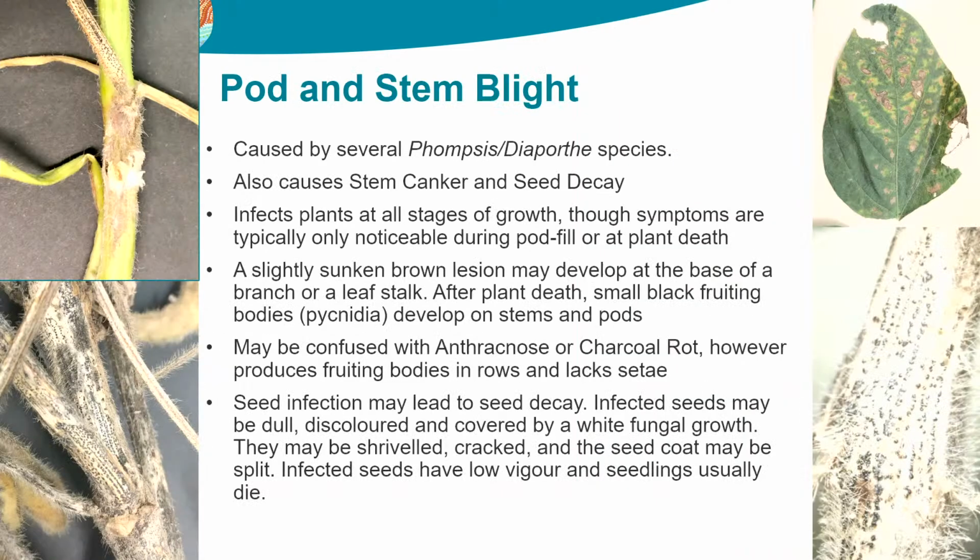I'll move on to pod and stem blight, because pod and stem blight causes very similar symptoms to your anthracnose. It's again another fungal disease caused by several types of fungal species, so Phomopsis and Diaporthe species. So pod and stem blight's the main disease that has been around, particularly in the Burdekin region, in the last 2 years. But these pathogens could also cause stem canker and seed decay as well. So similar to your anthracnose, it can infect plants when they're young, and you might only see symptoms when the plants are pretty much dead.